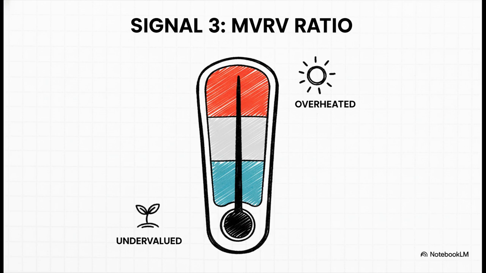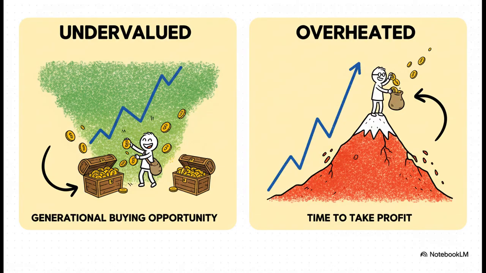All right, our third signal sounds really technical, but I promise it's actually super intuitive. It's called the MVRV ratio. Now, that stands for market value to realized value. But all you really need to know is that it helps us see if the current price is fair, overheated, or undervalued by comparing today's price to what everyone, on average, paid for their coins. So the key is just knowing the important levels.